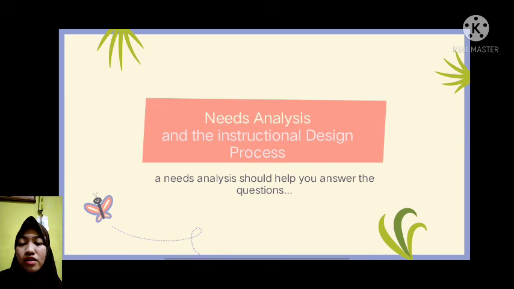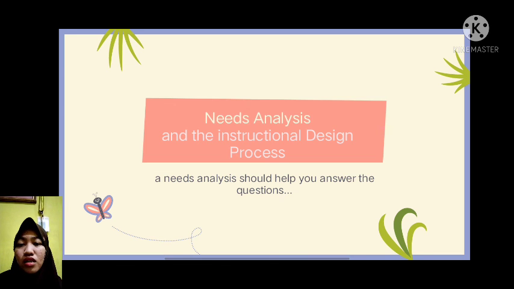Okay, the last slide is needs analysis and the instructional design process. A needs analysis is critical in helping the instructional designer determine what instruction needs to be developed or if instruction is even necessary to help bring about a desired change. No matter what approach you take, completing a needs analysis should help you answer the following questions. First, what problem exists or what change is being requested? Second, who is being asked to change? Third, what is currently taking place with the individual or individuals being asked to change?